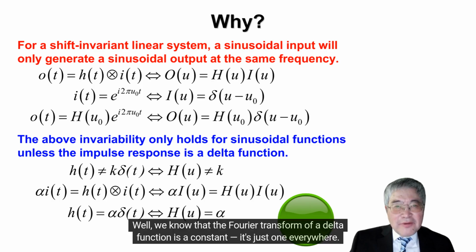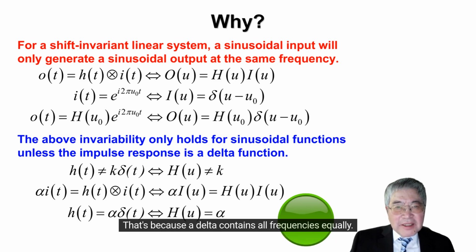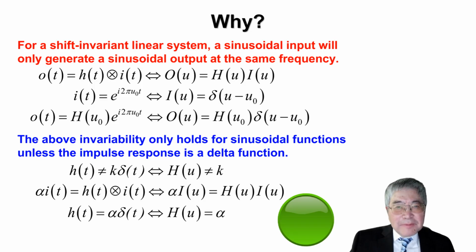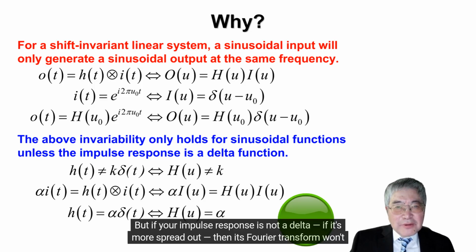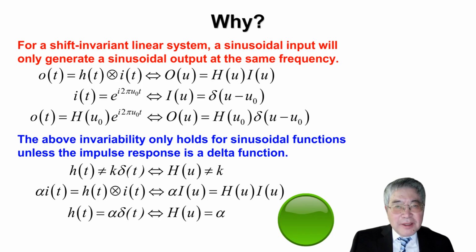Well, we know that the Fourier transform of a delta function is a constant. It's just one everywhere. That's because a delta contains all frequencies equally. But if your impulse response is not a delta, if it's more spread out, then its Fourier transform won't be constant. It will vary in frequency. That's key.